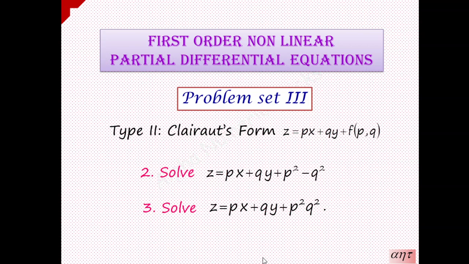Welcome to Alphanumeric Tricks. In this video, we are going to see the topic Problems under First Order Nonlinear Partial Differential Equations. Under that, we are going to see how to get the solution of type 2 problem, that is Clairaut's form z is equal to px plus qy plus f of p comma q type of problems.